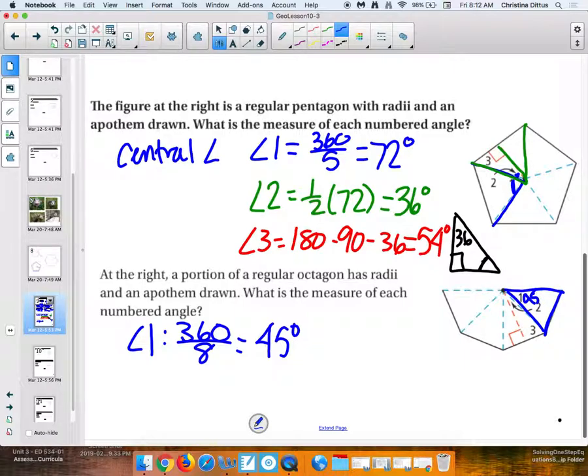Angle 2 is this little guy up here. How could I find angle 2? Split 45 in half. Austin, you with me? Yeah, I'm with you. Okay. Half of 45 is a decimal, 22.5.